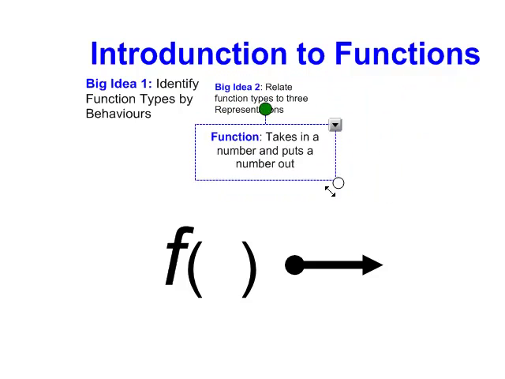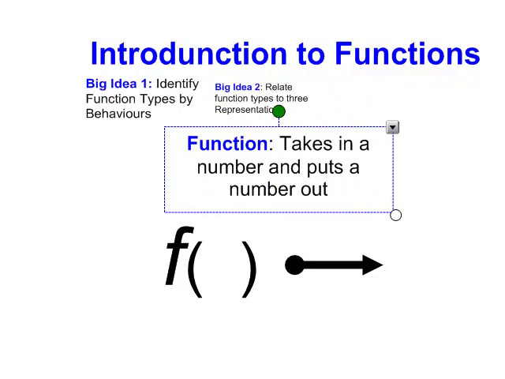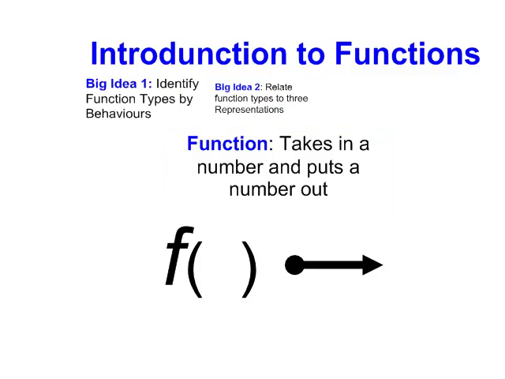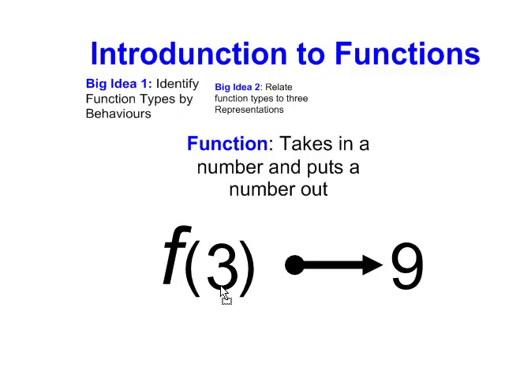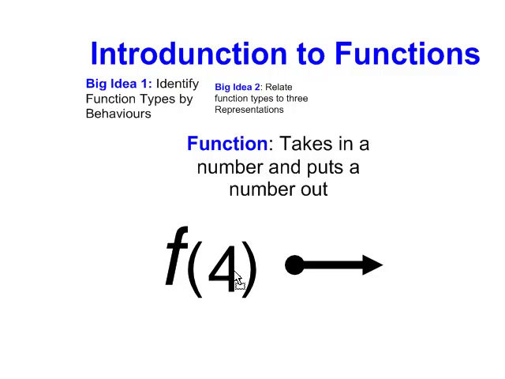Now a function in mathematics is something that takes in a number and puts a number out. Now really what we're saying is it's a mathematical operation on a number. So for example, if I have a function, and in this case I'm calling it f, if I put a 3 into that function, I'm getting a 9 out. Now what happens if I put a 4 into that function? 4 goes in, 16 comes out. So there's an operation happening to that number 4, and one unique number is coming out.